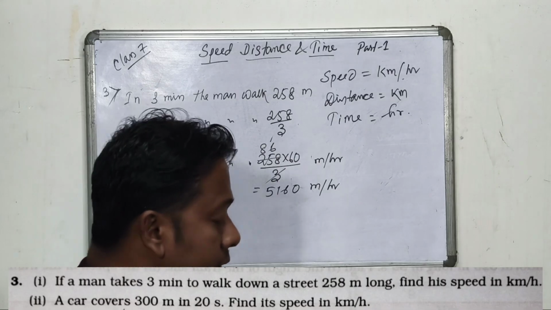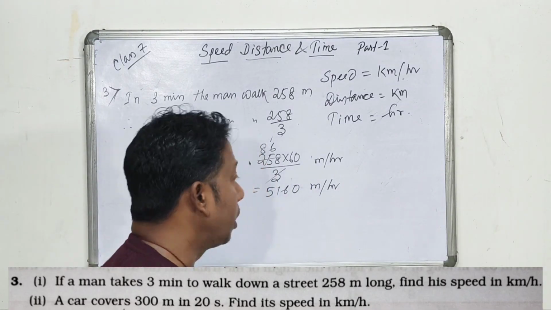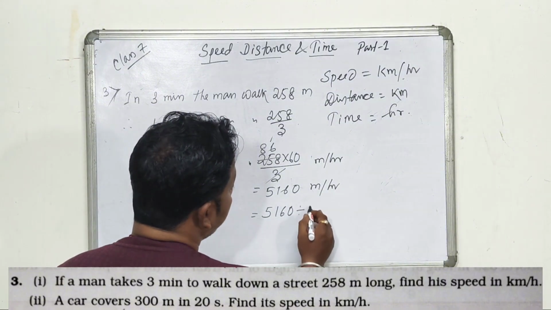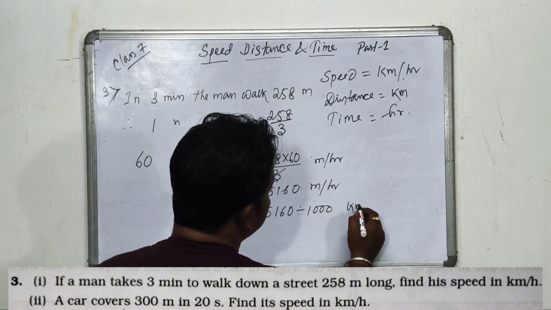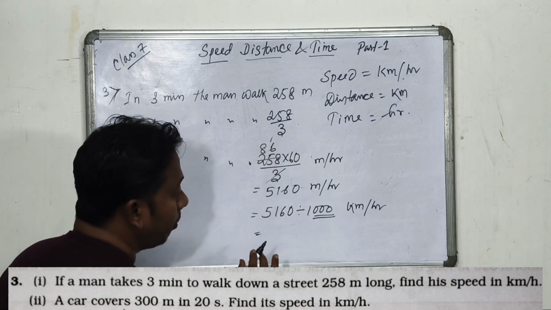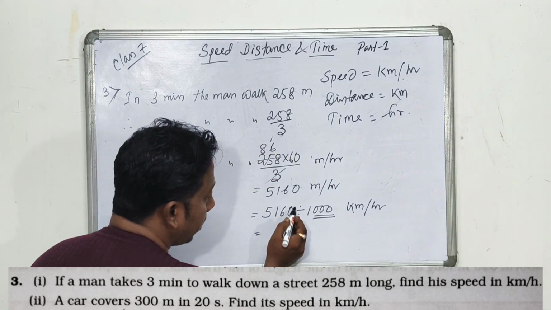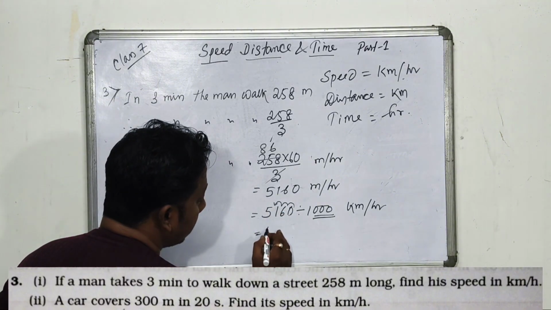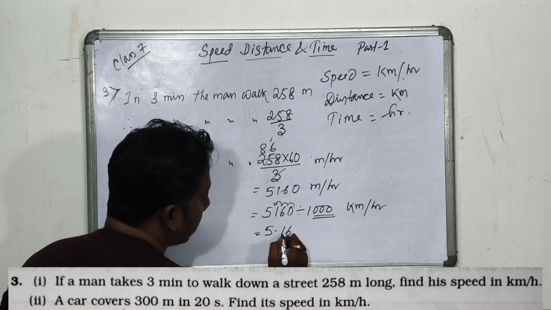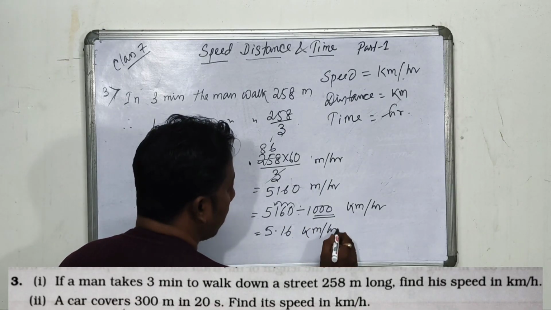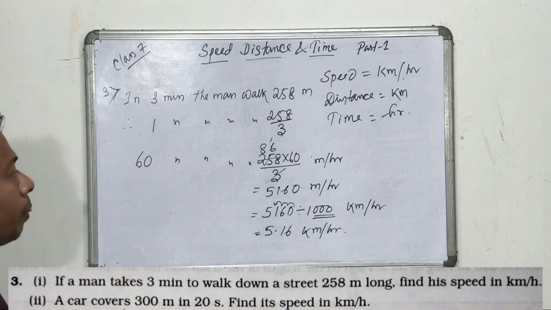But the question is asking kilometer per hour. Now if that value is divided by 1000, this meter is converted into kilometer, that is kilometer per hour. So how many zeros? 3 zeros. Simply think about the point will shift from right to left, 1 2 3. So the point is placed here, that is 5.16. There is no value of 0, that is kilometer per hour. Clear? Question number 3 has finished.